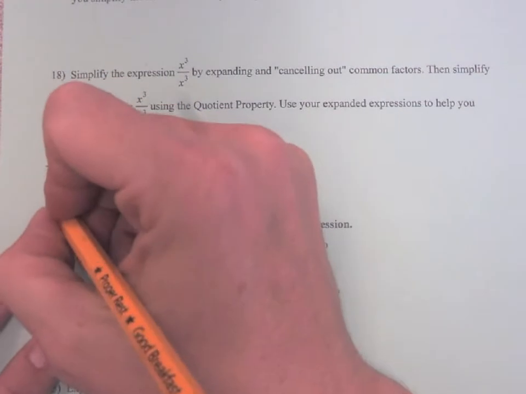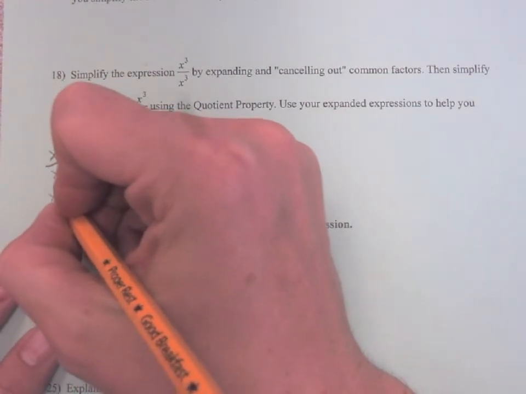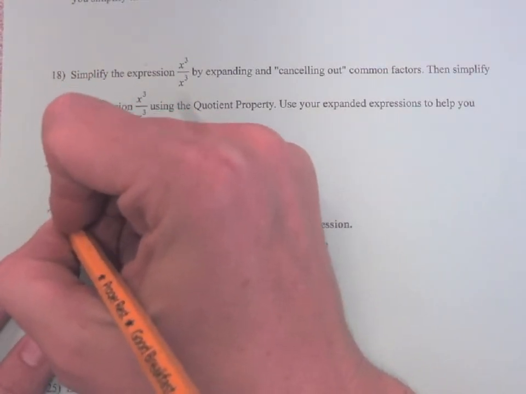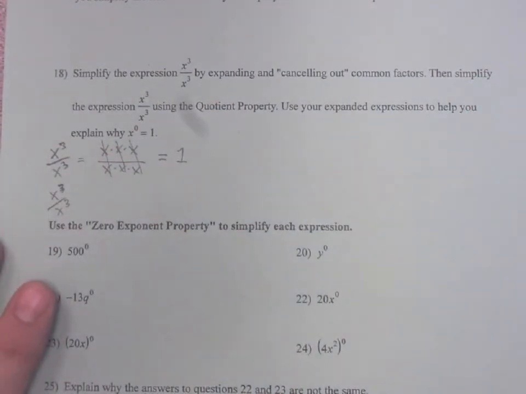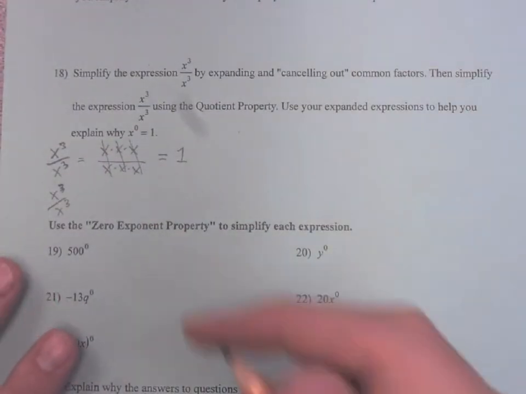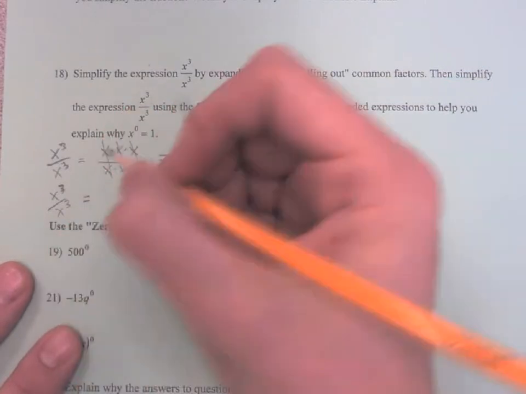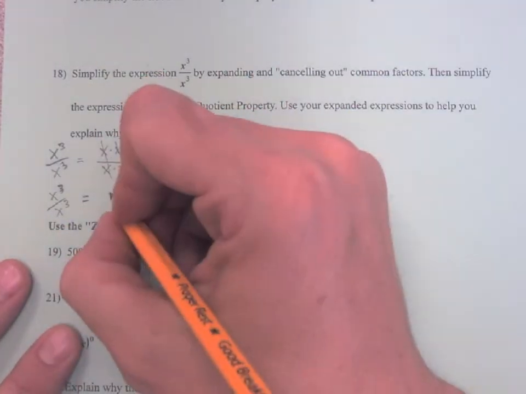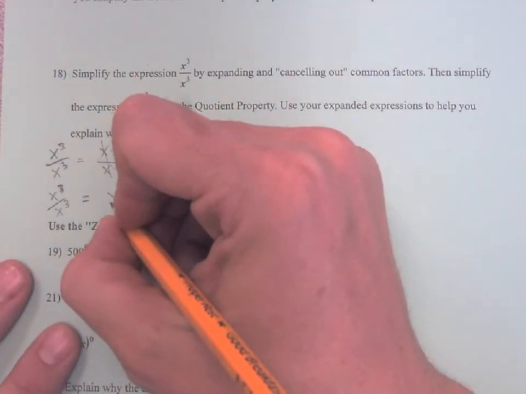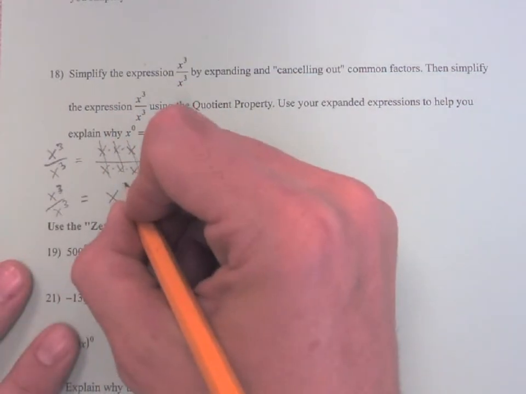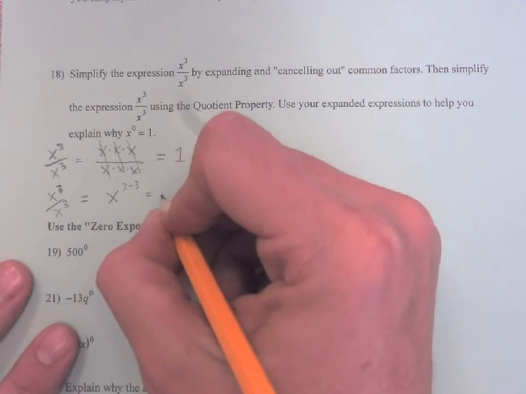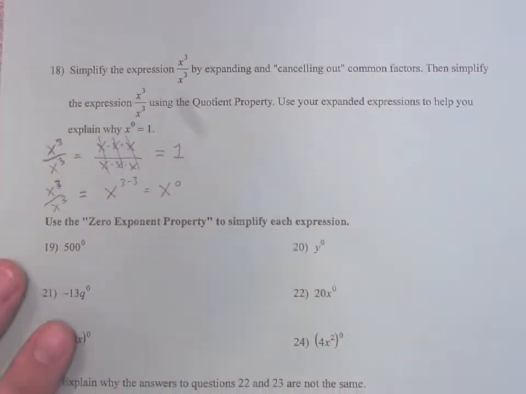Now we're going to use that exact same expression, x to the third over x to the third, but this time we're going to solve it with a different method. We're going to solve it using the quotient property. And the quotient property says you're going to subtract the exponents. So we're going to have x to the power of 3 minus 3, which is x to the power of 0.